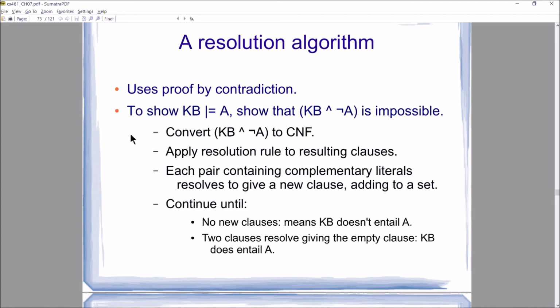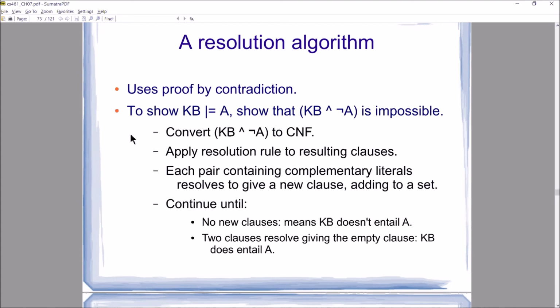So here's how the algorithm generally works. And this is going to be sound and it's going to be complete. That was the whole point for having CNF. That was the whole point for introducing the resolution rule. All the work that we did up to this point was so we could have a resolution algorithm that was sound and complete. So here's how this algorithm generally works.